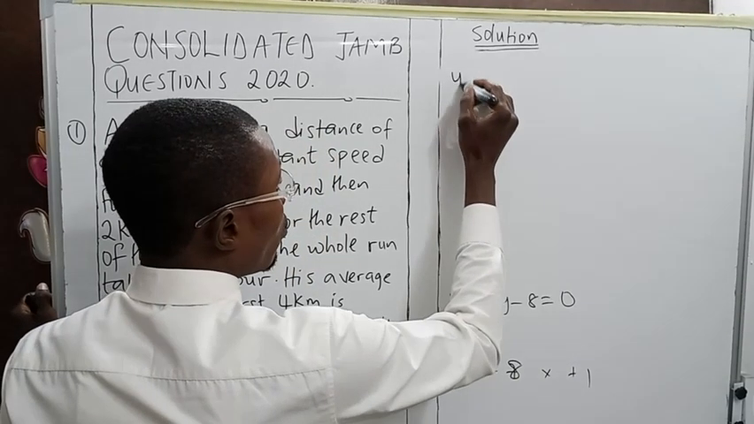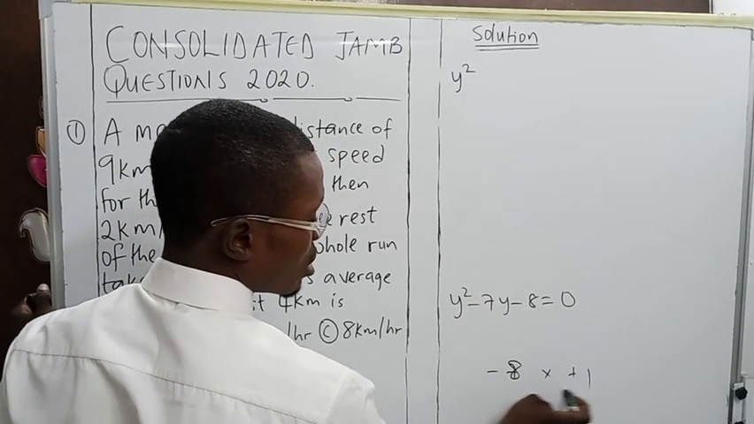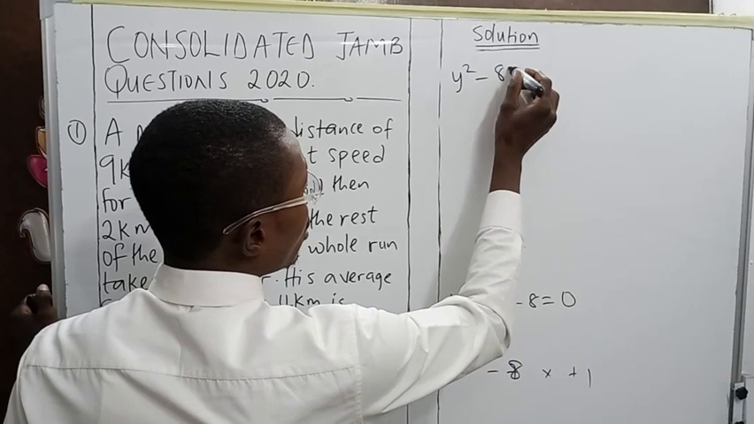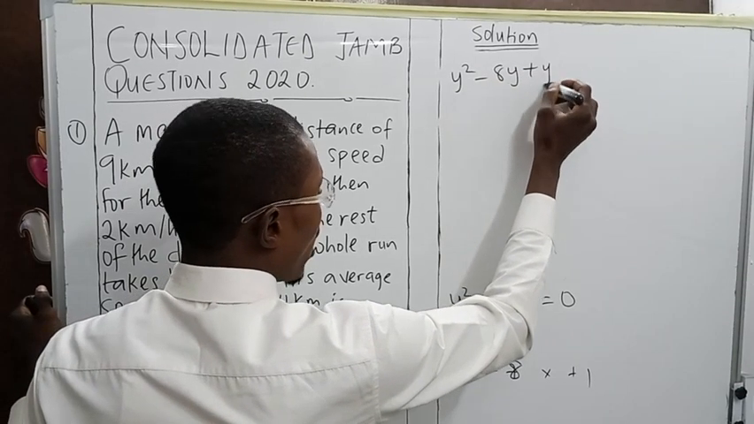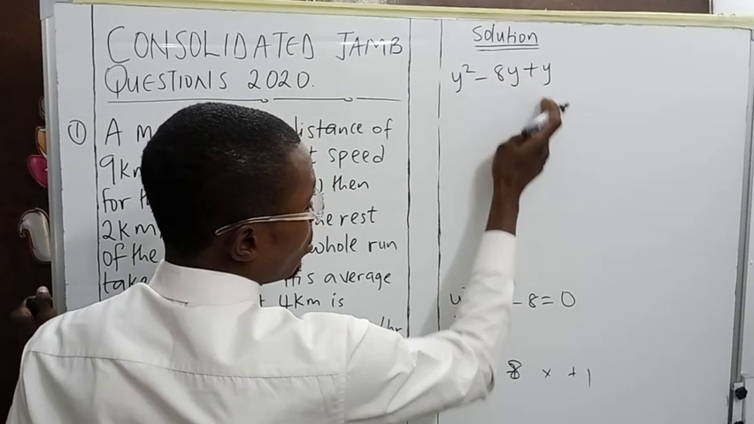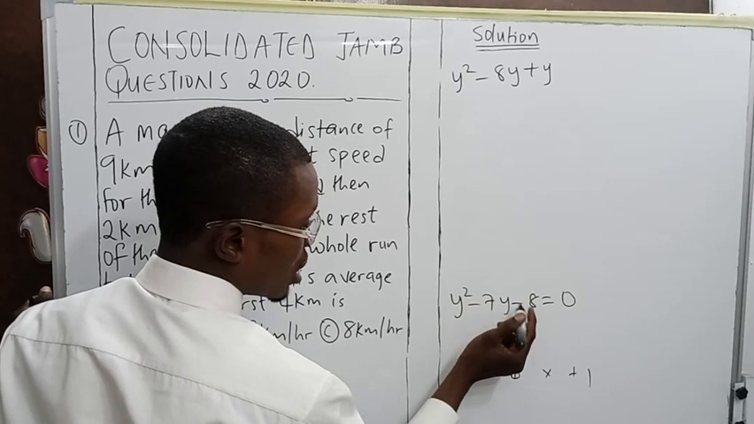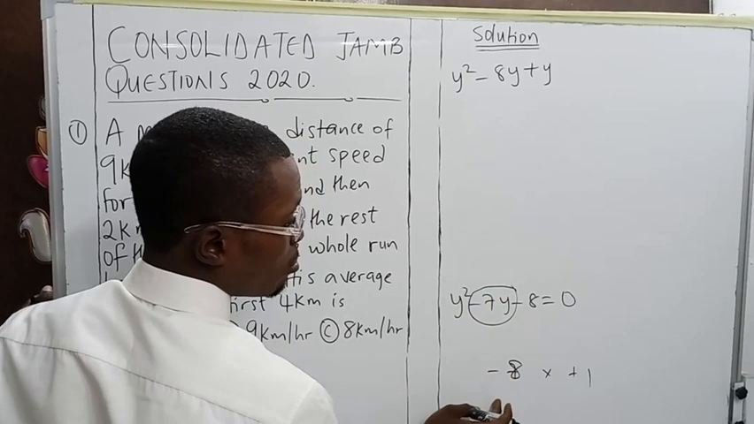So I'm going to have y squared, I replace the middle term with this, minus 8y plus y. Minus 8y plus y is minus 7y. So I'm replacing this middle term with these two numbers.